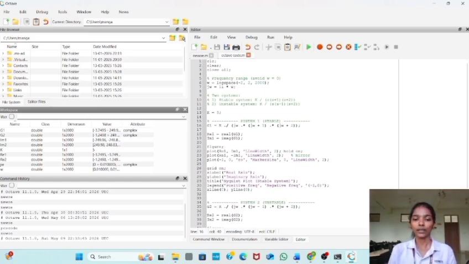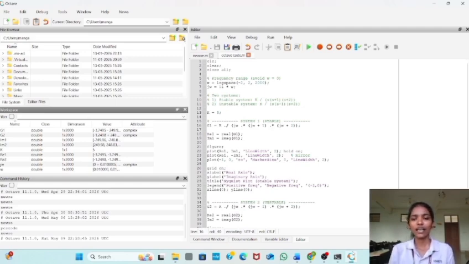Next is plot(-1, 0, 'ro', 'MarkerSize', 8, 'LineWidth', 2). This line marks the critical point, that is -1, 0, using a red circle. This point is extremely important because system stability is determined based on its encirclement.